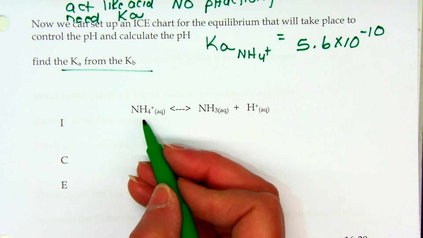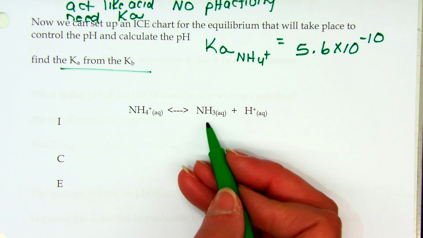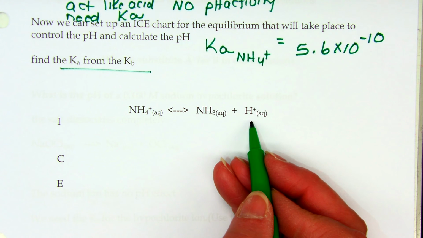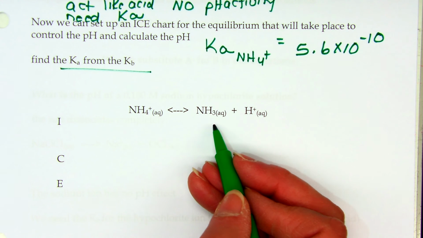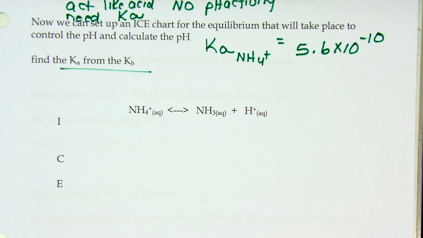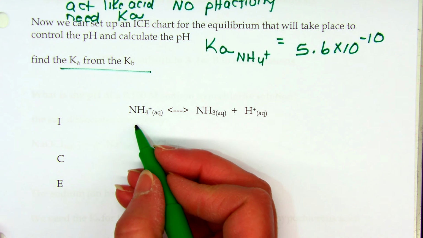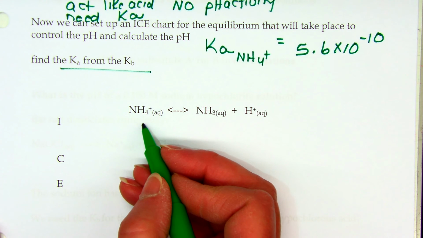So we have the ammonium ion in equilibrium with ammonia plus hydrogen ion. There's no chloride in here. How come there's no chloride in here? Because it doesn't do anything, right? It's just hanging out. It's a spectator ion. Okay? So now, what is my concentration of ammonium ion?